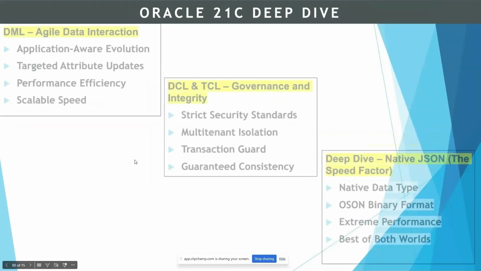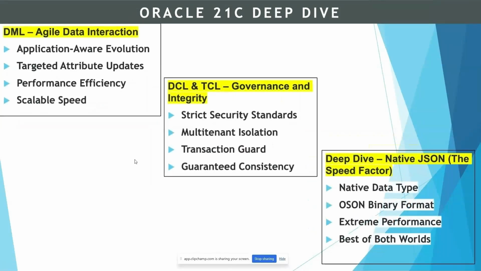Okay, moving on to the next slide. It focuses on speed and security, like DML, agile data interaction. It explains targeted attribute updates. Use an analogy: instead of rebuilding an entire car just to change the tire, 21c allows us to update just one specific piece of data within a field.